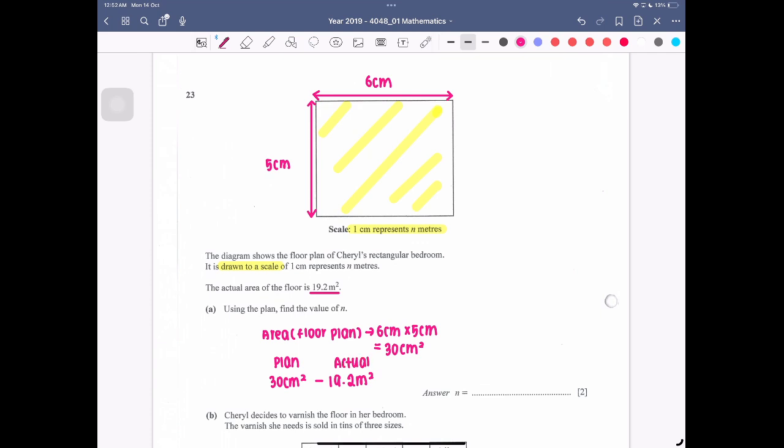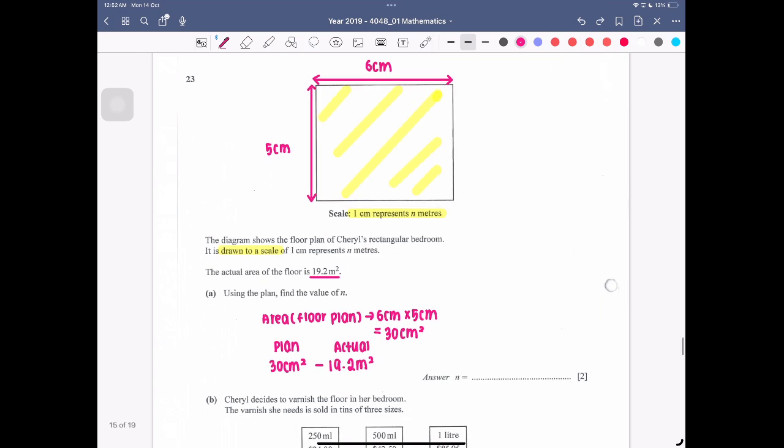If you want to get the n, remember your n comes from your linear scale, not the area scale. So we have to go back to a linear scale. Now we are at area scale. How do you go back to linear scale? Take this value of 30 divided by 19.2 and then you square root together. You have to square root together.